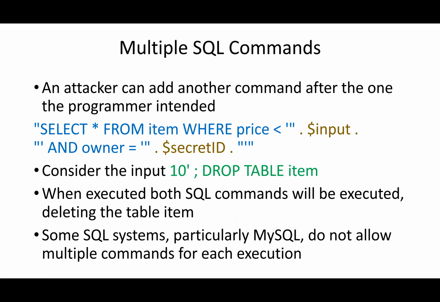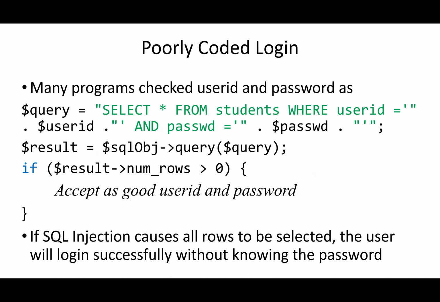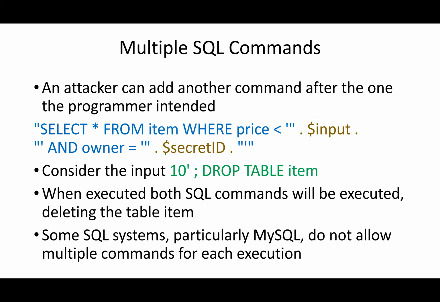Some systems allow you to execute multiple commands in one execution. So if you tell SQL to query that, you can execute multiple commands if they're in the line, separated by a semicolon. Here's an example. Same SQL statement as we saw just before, but now the input is 10 quote semicolon space drop table item. Item is the name of the table. For those not big with SQL, drop table is an SQL syntax to delete the table item.